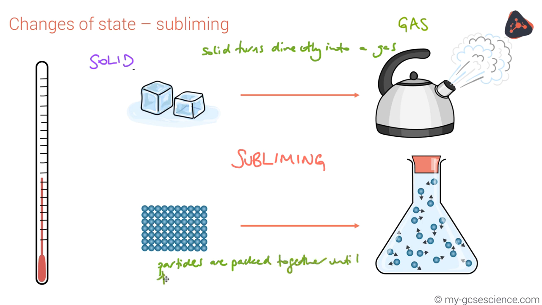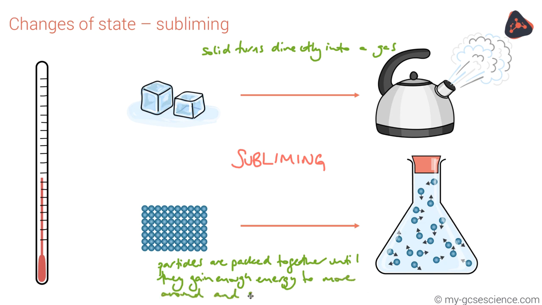But when they sublime, rather than turning into liquids where the particles are still close together, they turn straight into a gas and go from solid, where they're just vibrating, suddenly to being spread apart because they have so much energy that they can move around in all directions.